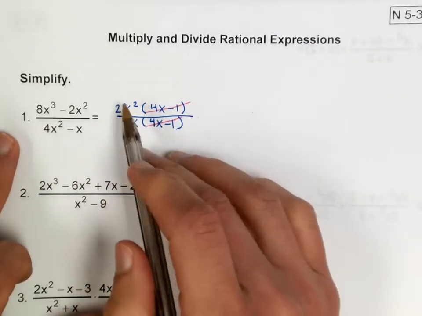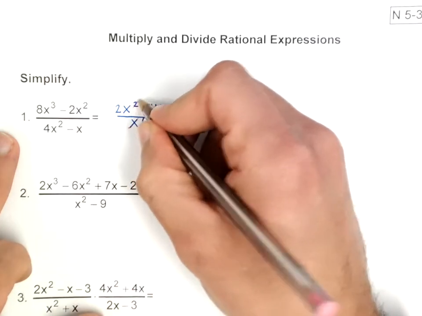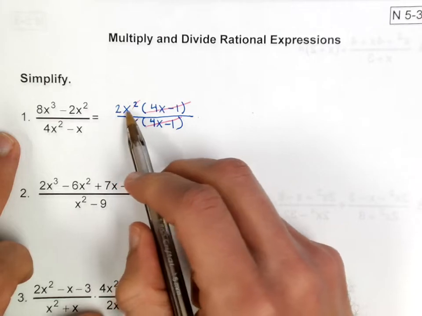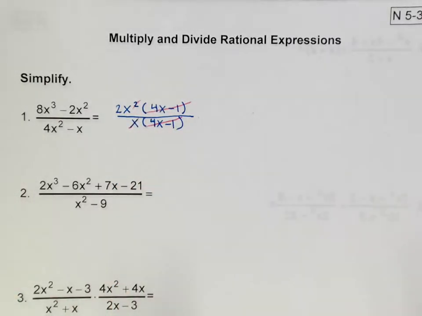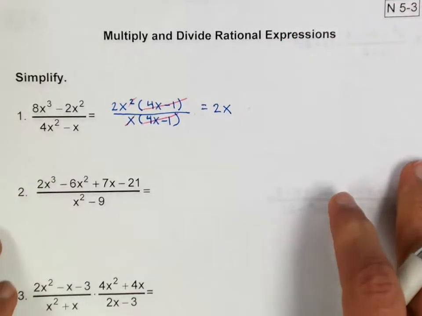Now that I have that, I have 2x squared over x. I can cancel this x and one of those x's, because I have 2 times x squared, and that's just an x. So my simplified answer is 2x. All right, let's go on to number 2.